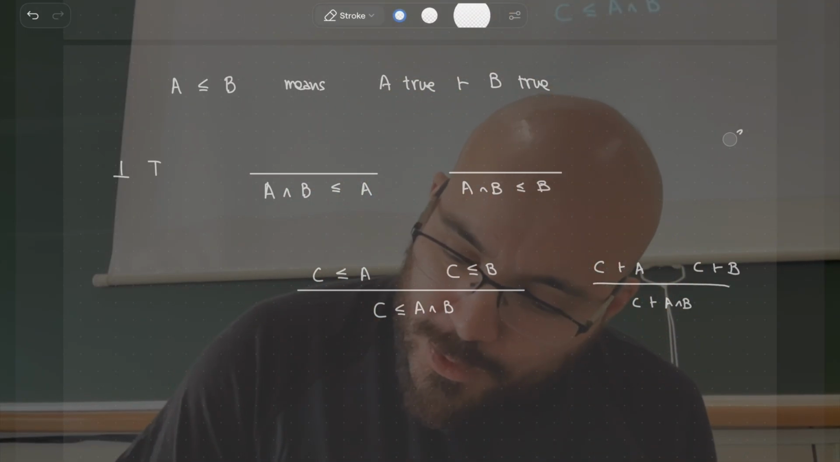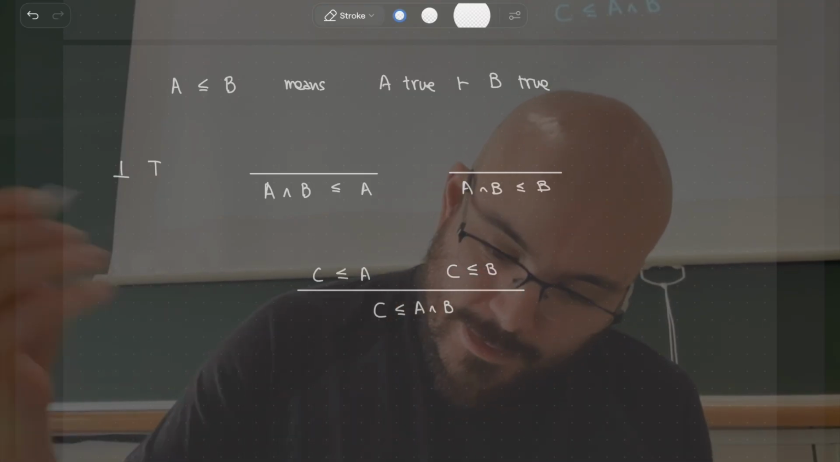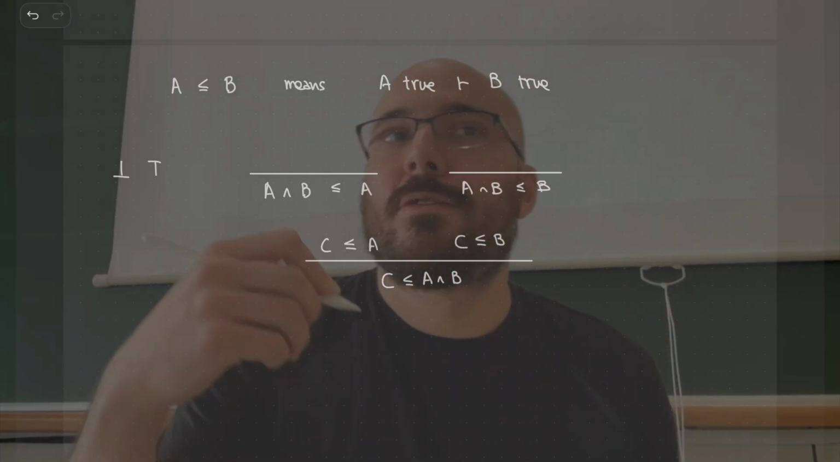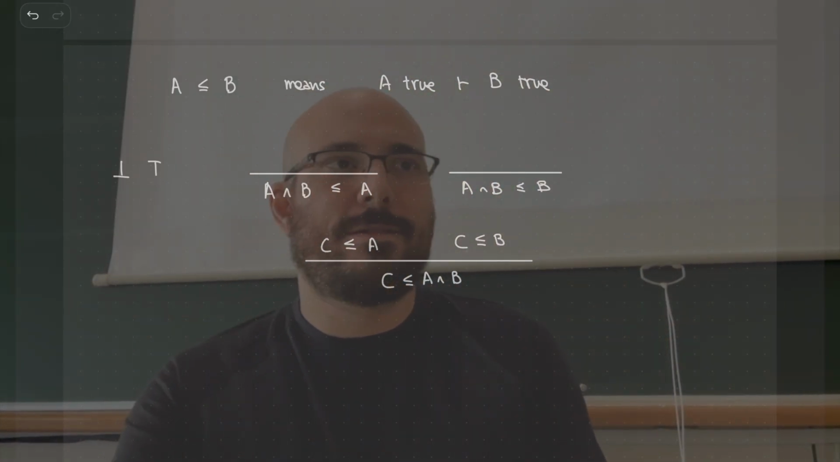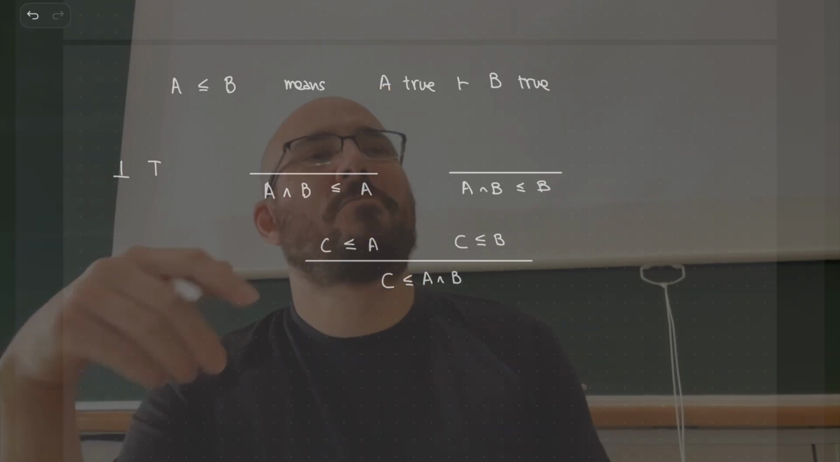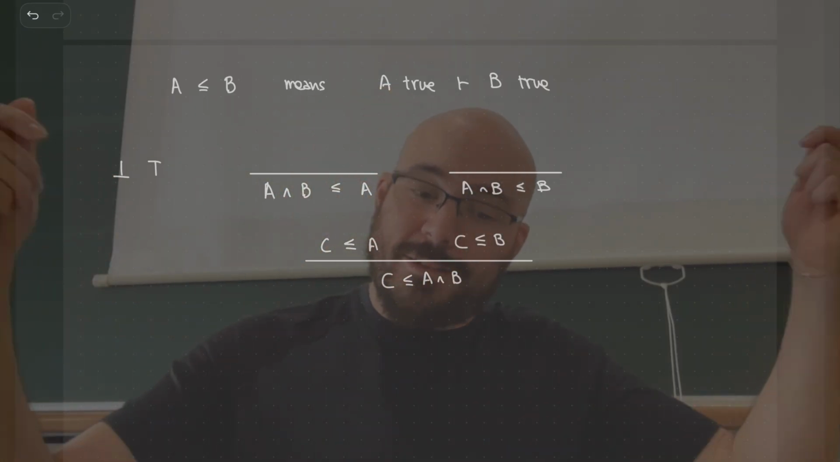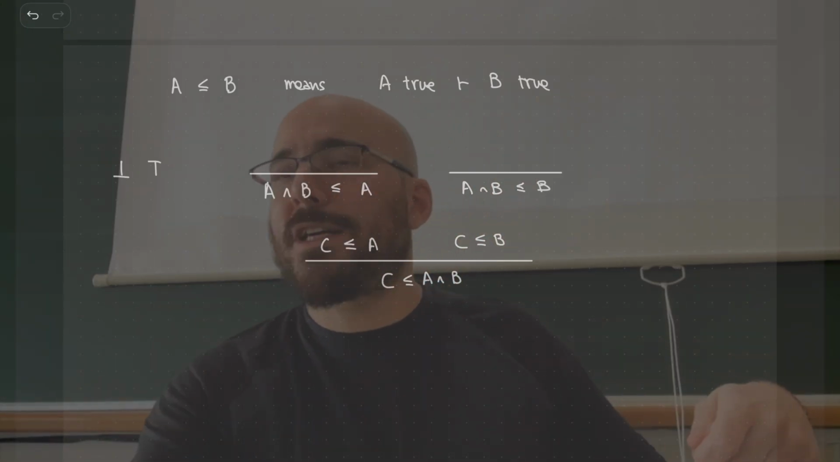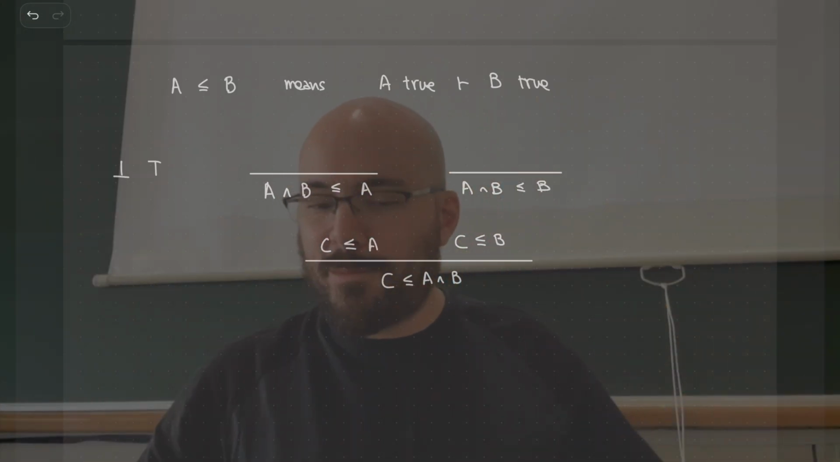Okay, so we do have meets, and what's next? Joins. Do we have joins? What are the joins? It's the disjunction, and instead of having two elimination rules and one introduction rule, we have two introduction rules and one elimination rule.